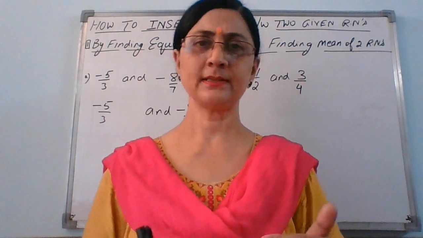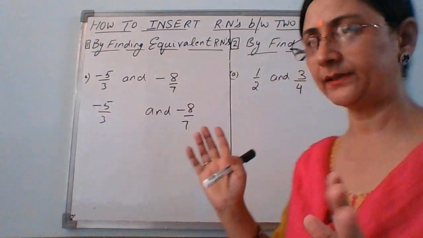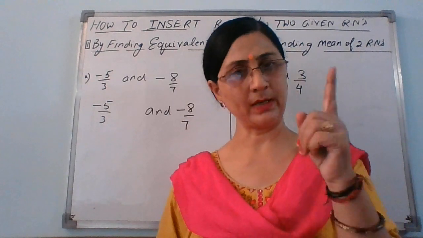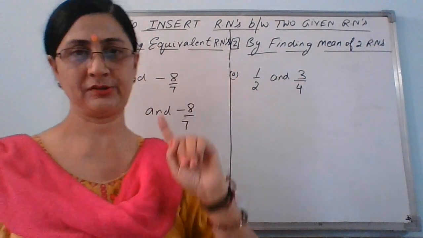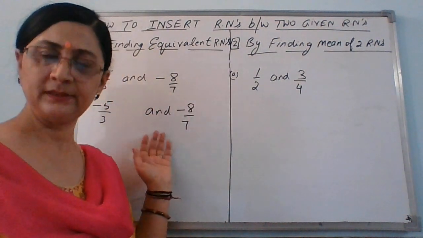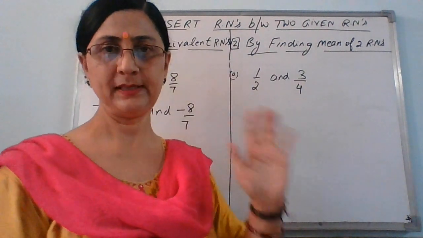So for this there are 2 methods. I have already explained the methods, I've already written their names. By finding equivalent rational numbers is one method, and by finding the mean of 2 rational numbers is the another method. This method is more easier. You can follow this method, but you should know this method also, right, children?